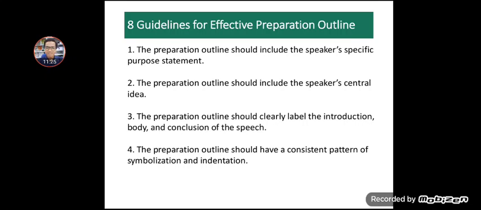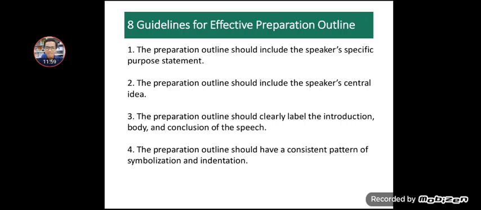Number 2, the preparation outline should include the speaker's central idea. So we are talking about motivation among the students. So the central idea might be those that I mentioned just now, about maybe time management, and also some tips on how the students can build up their motivation to study. So these are among the central ideas.